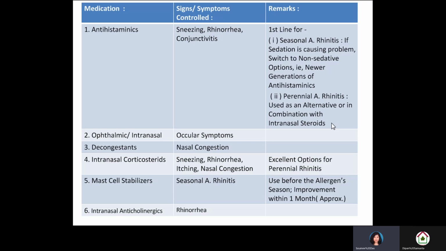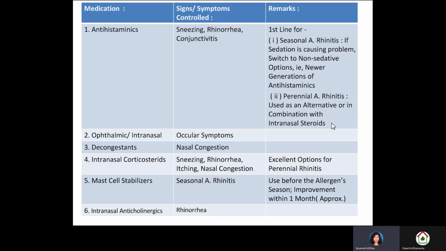Next is decongestant. These decongestants take care of the nasal congestion. Next one is intranasal corticosteroid. These intranasal corticosteroids take care of sneezing, rhinorrhea, itching, and nasal congestion. And these are excellent options for perennial rhinitis. So in case of perennial allergic rhinitis, which is independent of the seasonal variation, we can use intranasal corticosteroid.